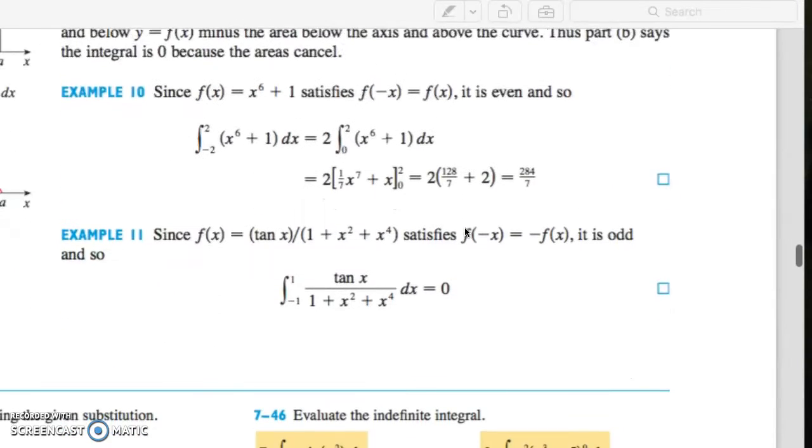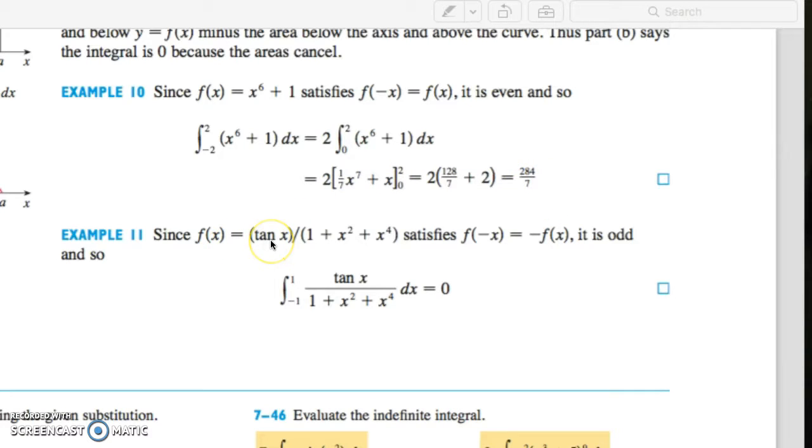So if we look at example 10, we know this is an even function because if we plug in a negative, it would go away. So instead of going from -2 to 2, which they're asking us to do, we can just go from 0 to 2, which is half the interval, and double the answer we get. And so it just makes the numbers easier, and they got that answer.